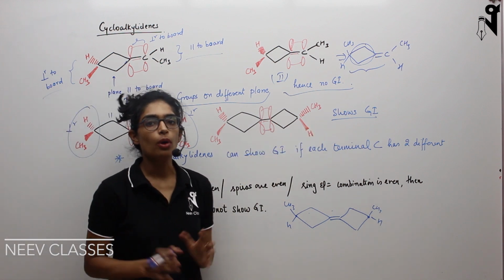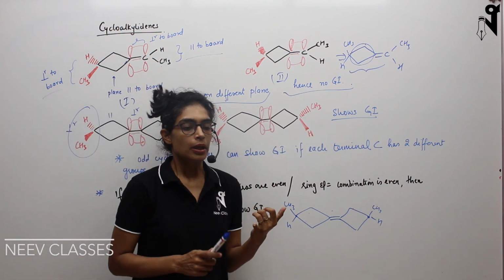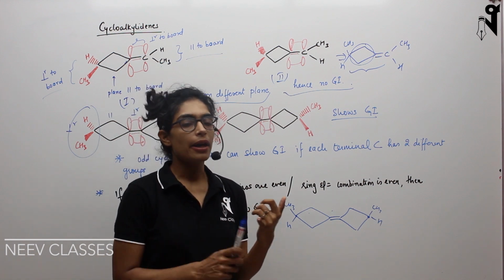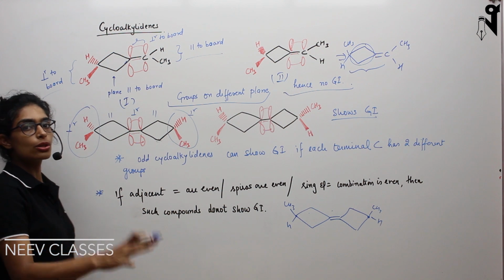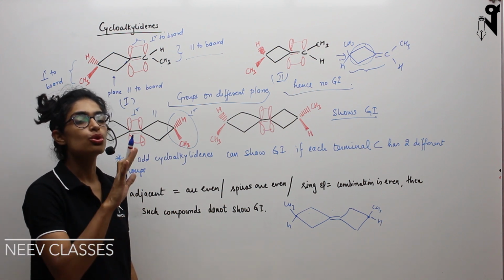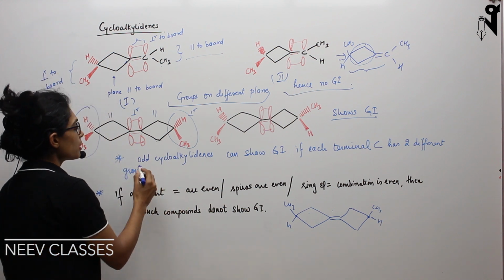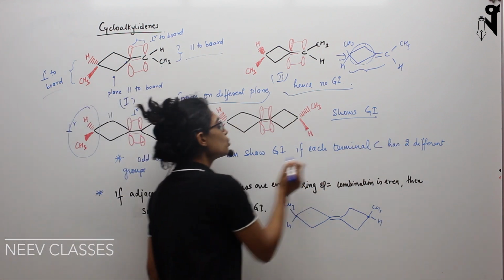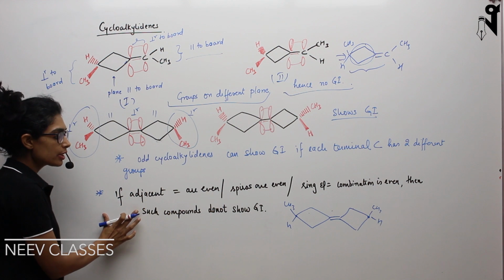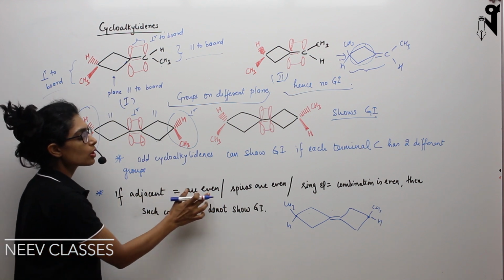So what is the common observation in cumulenes, spirenes and cycloalkylidenes? The odd ones tend to show GI and the even ones do not show GI. So that is what I have mentioned. Odd cycloalkylidenes can show GI if each terminal carbon has two different groups attached to it. And a generic statement: if adjacent double bonds are even.